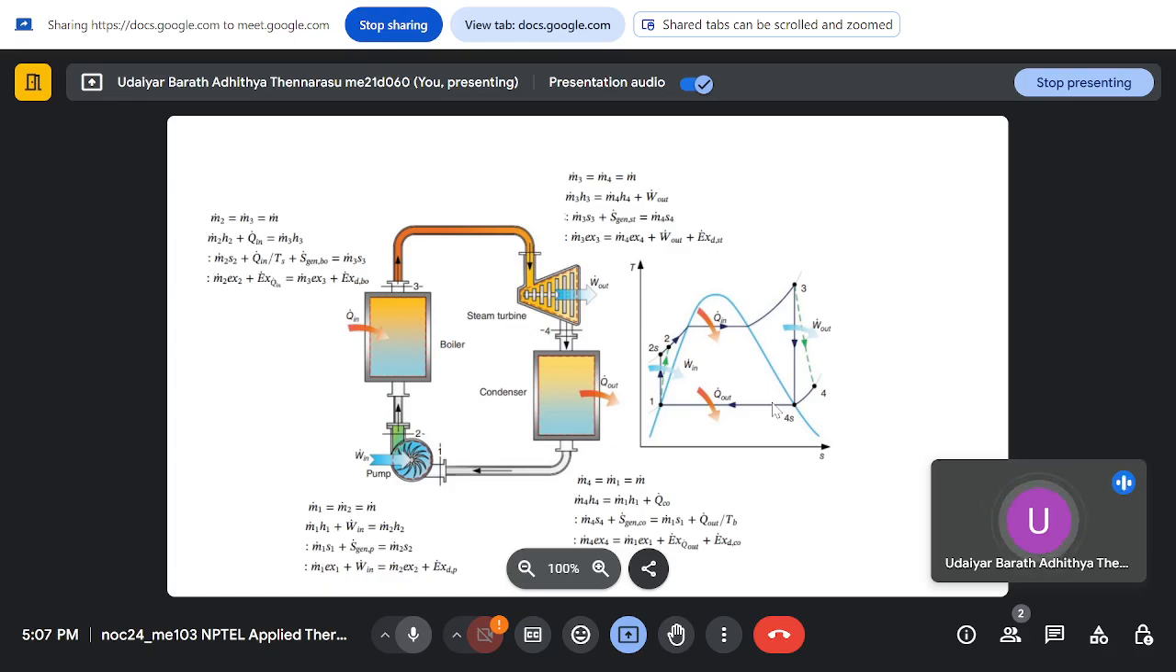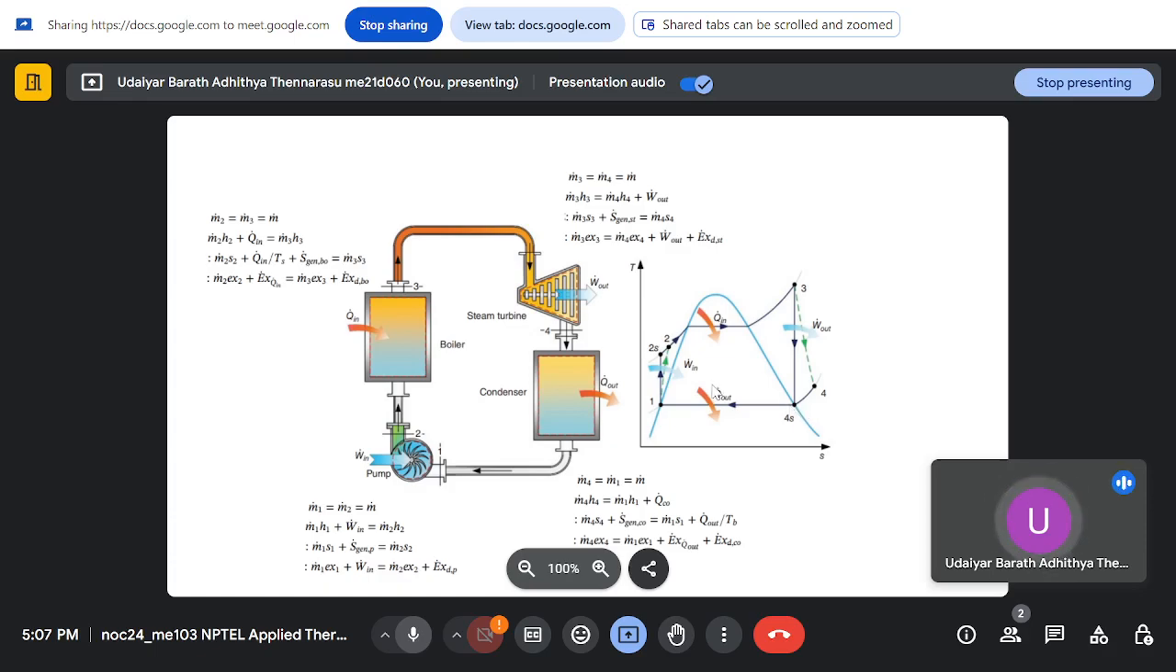So your total work done is smaller in the case of a pump, because your specific volume of liquid is very small. Then you send it to a boiler, and then we are pushing this two isentropic processes outside the two-phase region. So basically this is how the cycle will look, and this is called a Rankine cycle.